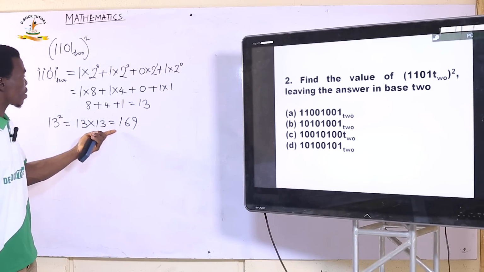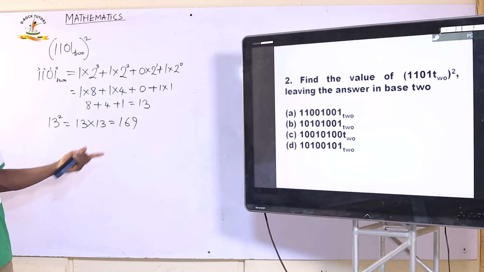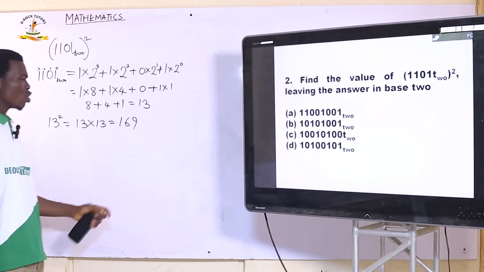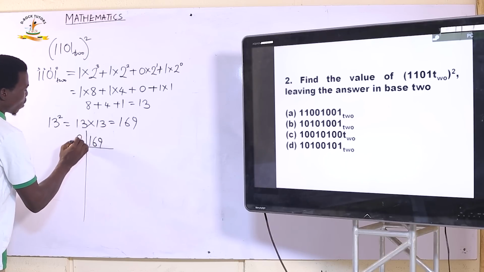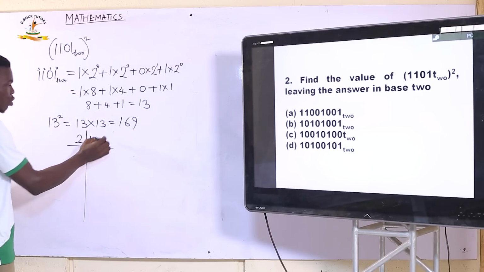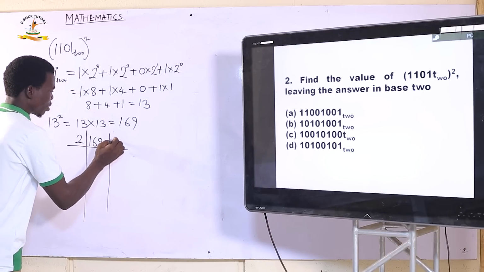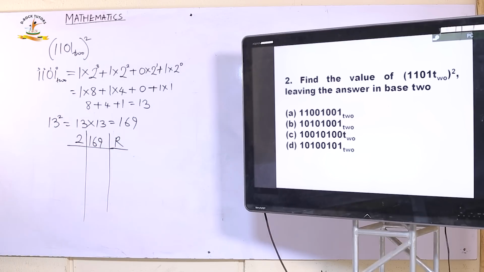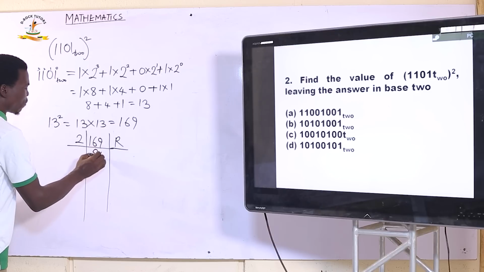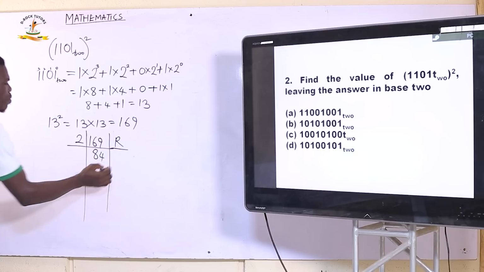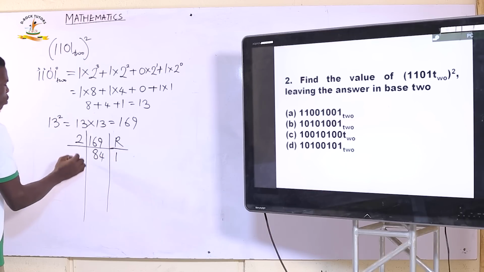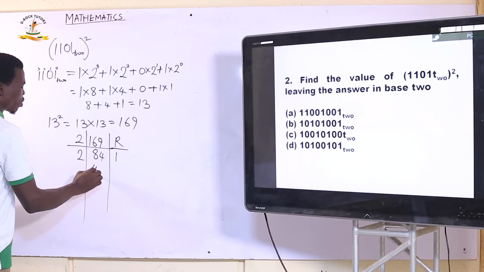So from this 169, we're going to convert this 169 to a number in base 2. So you know how we do it? We write 169 and we put the base we want to convert to, which is base 2. Then we put the remainder and we just write it simply as R. Then we start with what? 2 goes into 169, it is 84. But 84 times 2, it is 168. So we have a remainder, which is what? 1. So we go again, 2 goes in 84 is 42.